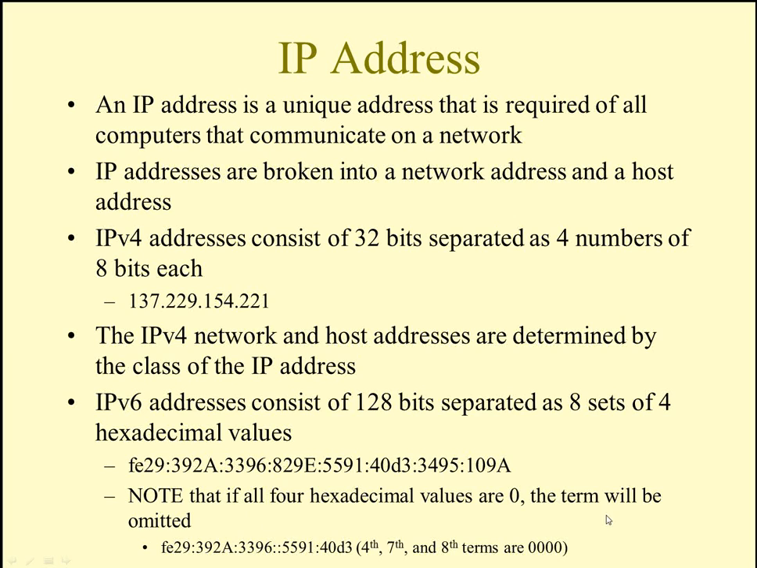A note on hexadecimal IP version 6 addresses: if all 4 of the hexadecimal values are 0, they get omitted from the address. So take a look at this one right here. You see that I have these first 3 sets of 4 hexadecimal values like that, and now we have 2 colons right next to each other, and that is omitting the 4 zeros that are in the middle. Now here's the tricky one: if there are trailing zeros at the end, they just omit the colon and the other ones after that also. So this is actually omitting the 7th term, which is 0, 0, 0, 0, followed by a colon, and then the 8th term, which is also 0, 0, 0, 0.